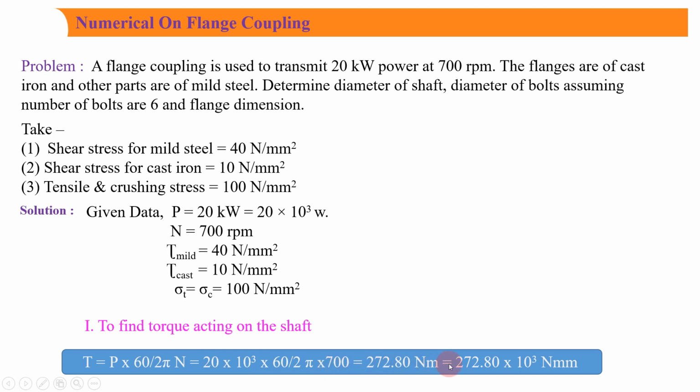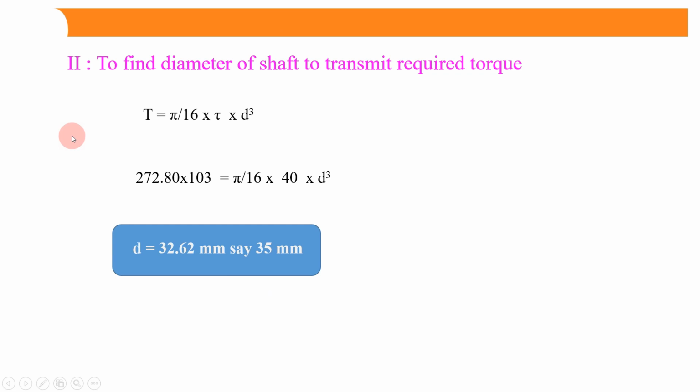I converted it into 272.80 into 10 raised to 3 Newton mm, because my power is in watts, so the torque I get is in Newton meter, but in actual calculation we require it in Newton mm. That is why I have converted it into Newton mm by multiplying by 10 raised to 3. So the torque value is 272.80 into 10 raised to 3 Newton mm. In this way we have completed step number 1 and calculated the required torque. Now step number 2 is to find the diameter of shaft to transmit the required torque.